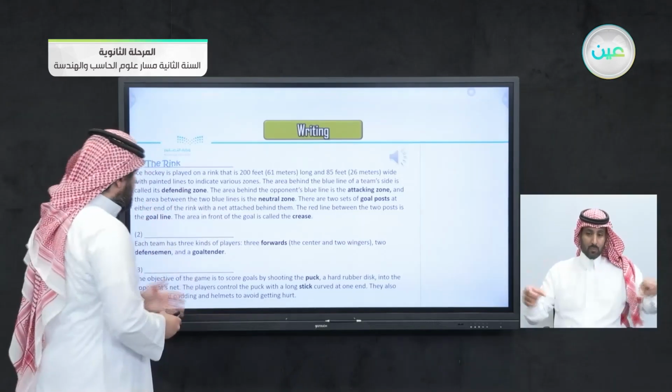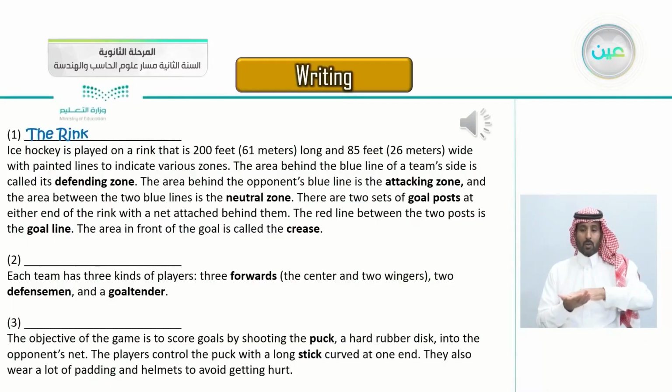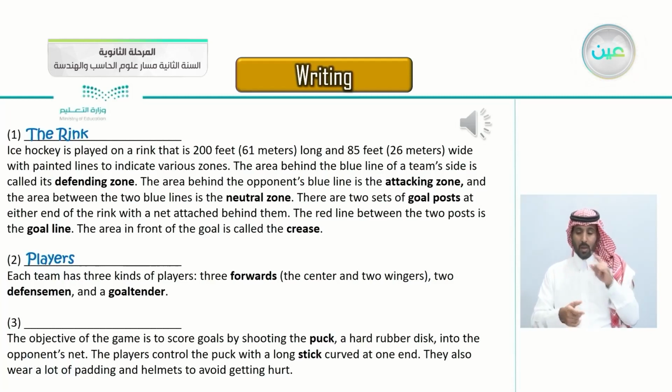What is it called? Number 2 is the players, because it's talking about players. How many are there, and what are they called? There are 3 forwards, 2 defensemen, and a goaltender.